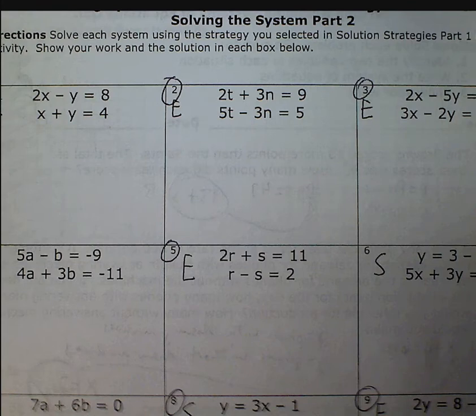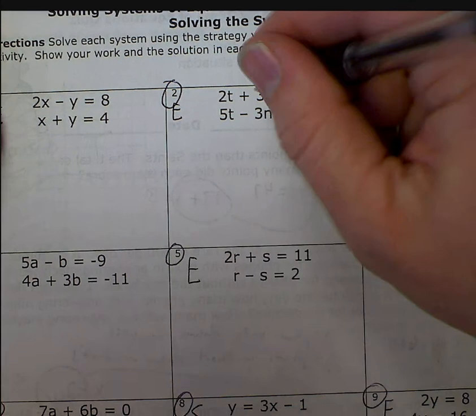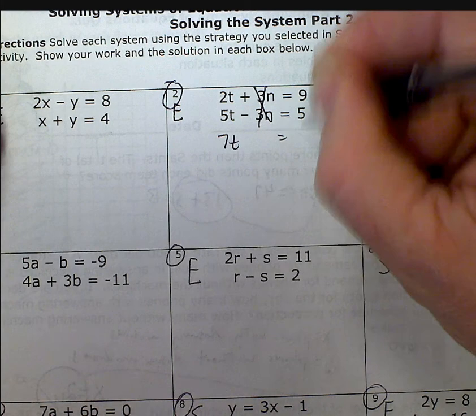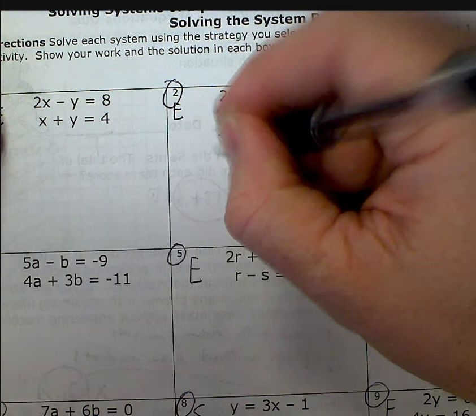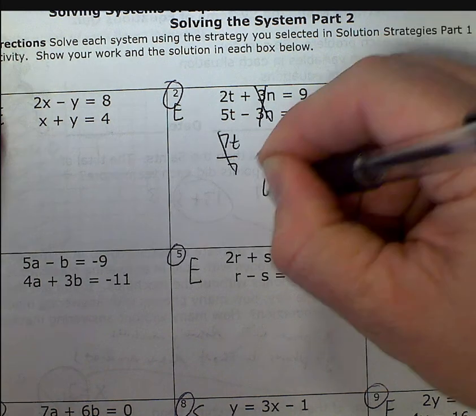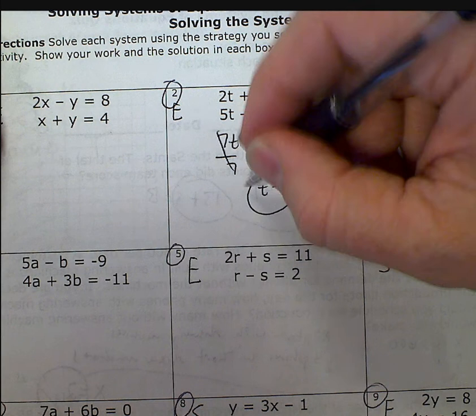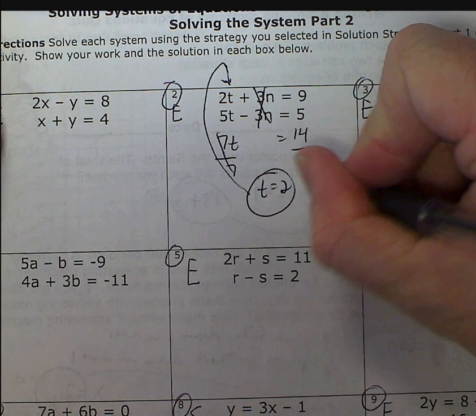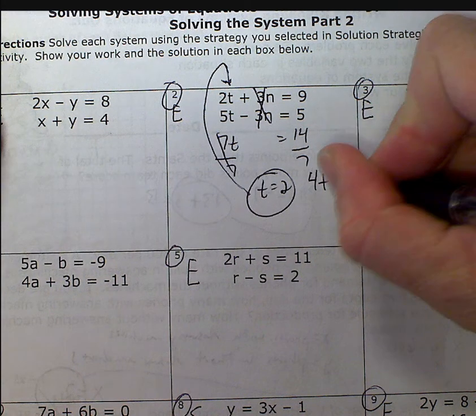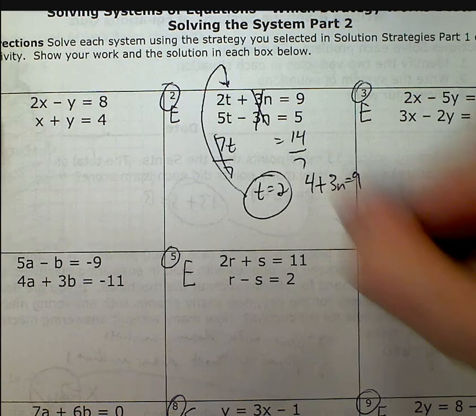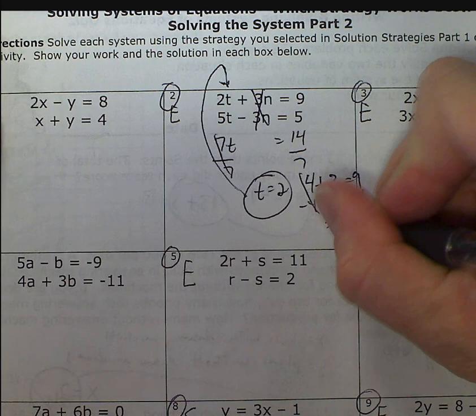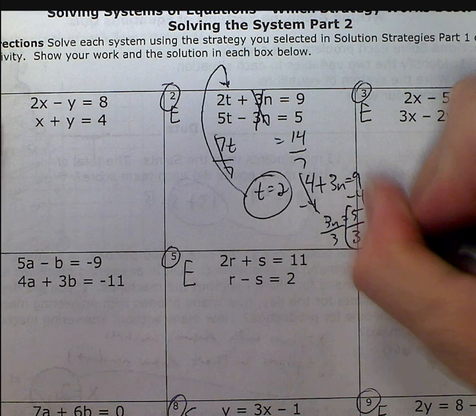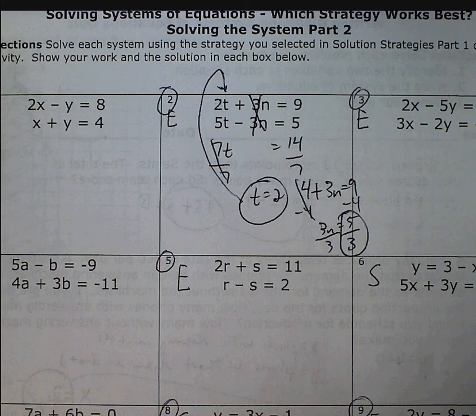Number 2. It says elimination. These already eliminate. That becomes 7t equals 14. Divide by 7. T equals 2. If t equals 2, I substitute back in. 2 times 2 is 4. 4 plus 3n equals 9. Minus 4, minus 4. 3n equals 5. Divide by 3. N equals 5 over 3. So we have a fraction.